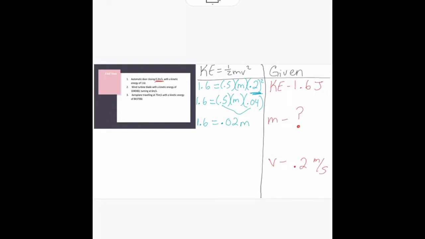Now I have to isolate my letter, leave a letter by itself, right? So we're going to divide both sides by 0.02, and when I divide 1.6 by 0.02, I get 80 as my mass. So that should be your answer for number one when we're finding mass.